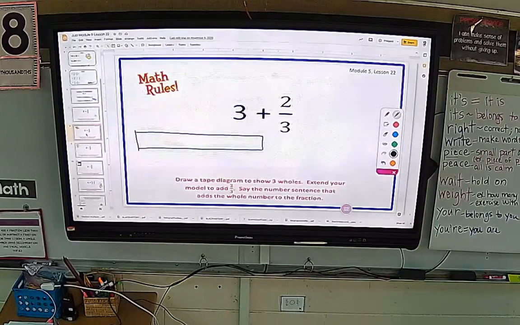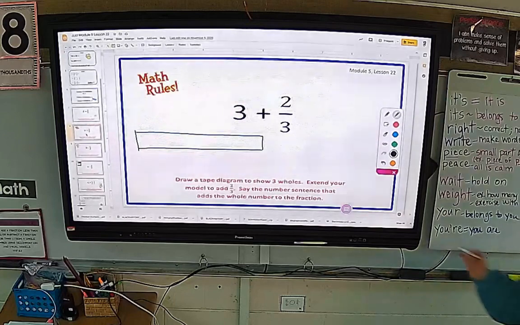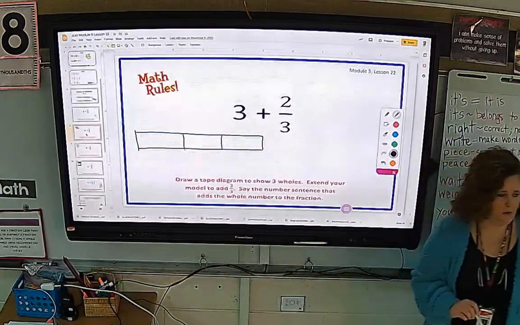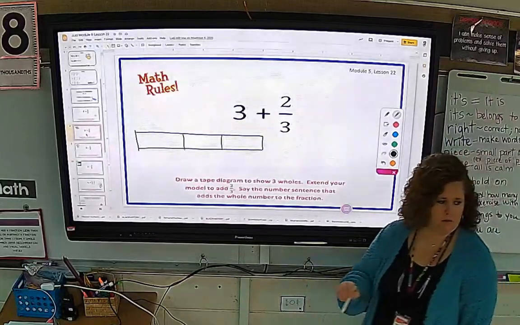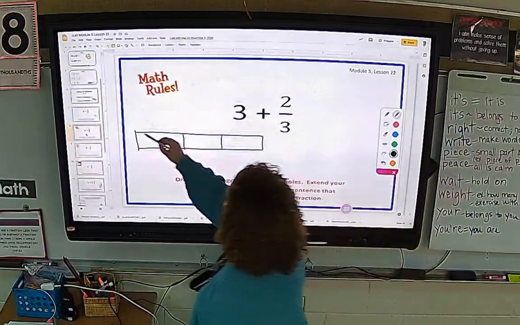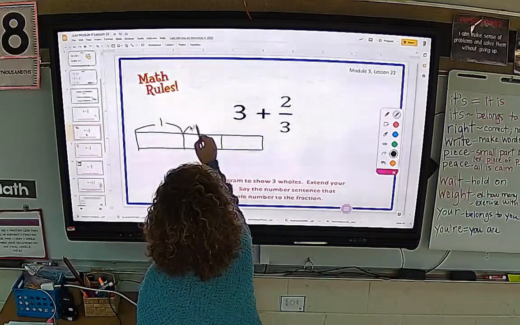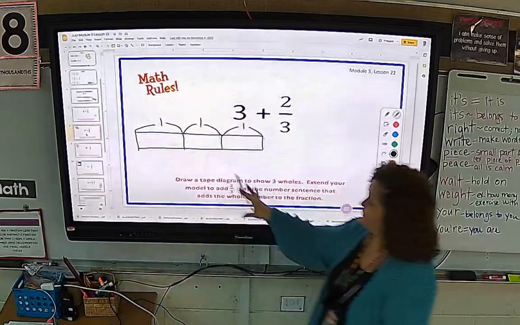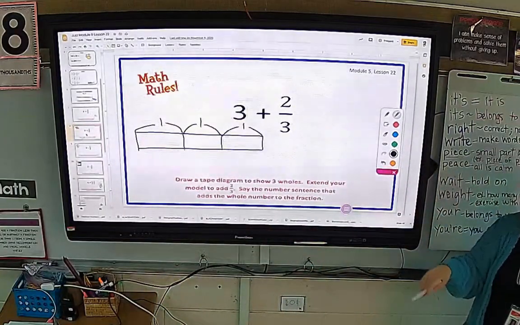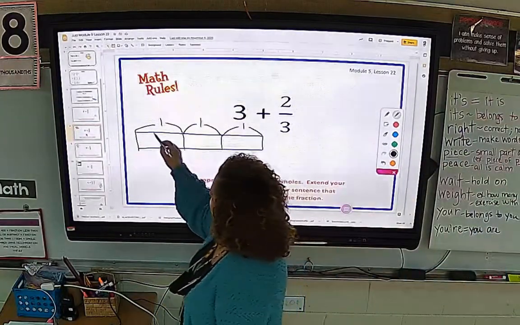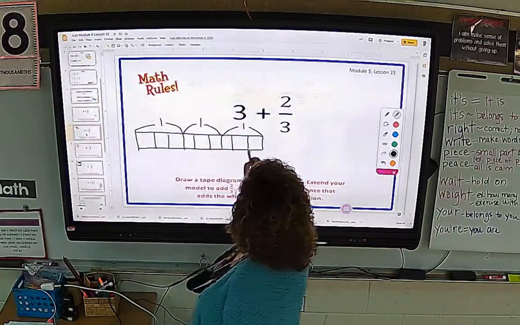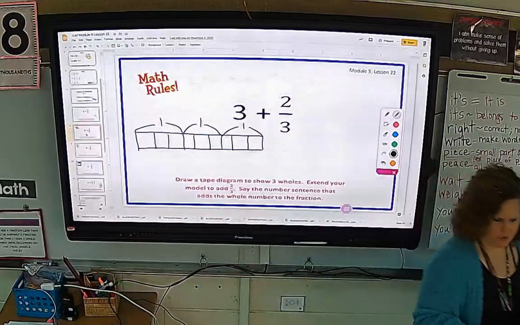What did you do? So I drew 3 parts. In each part I put one whole. Okay. So you created one whole, and you divided it into thirds. She divided hers into thirds. Is that okay to do, everybody? Did you have to do that? You didn't have to do that. She just did.